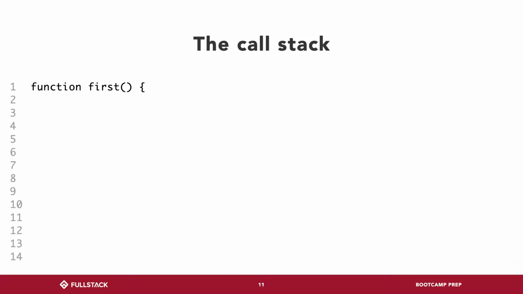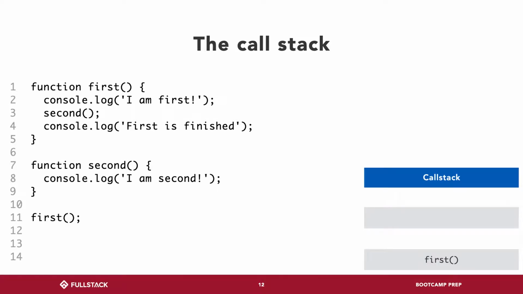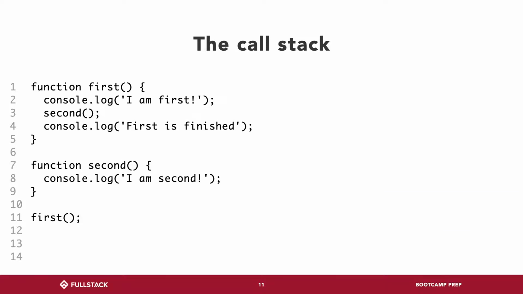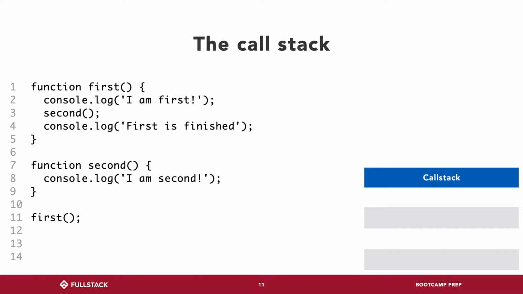Okay, so let's talk about the call stack again before we go back to the countdown example. Sorry about that. So in this, you see that function first is now a little different, right? Function first is actually calling function second inside of it. And before the call, we say I am first. Then we make the call. Then after the call, we say first is finished. And then second should console log I am second.